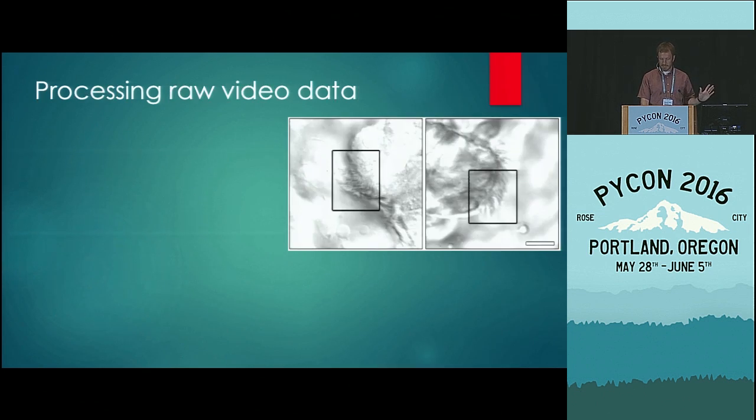So that's how we collected the data. Once we had it, we needed to process it. These are large, uncompressed videos in AVI format. So we had to extract the regions of interest and convert them to data structures that Python could use.